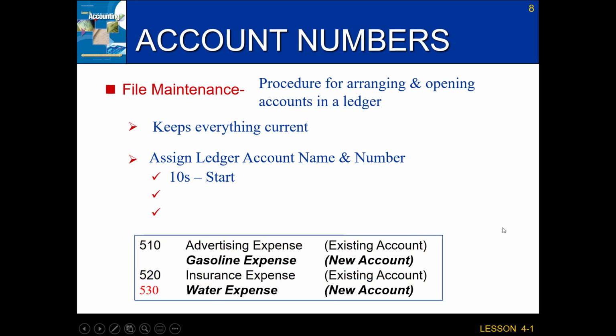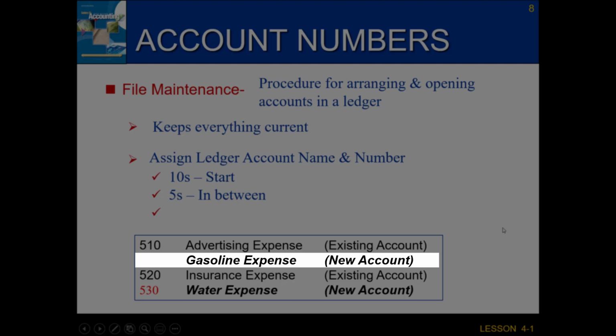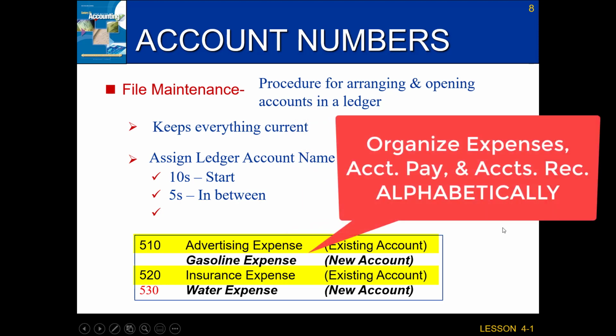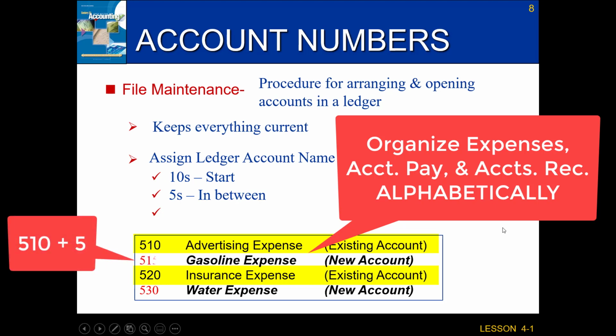If you're opening an account that falls in between two 10 numbers, then you're going to use a 5. So gasoline expense is opened in between advertising and insurance. And the reason I'm placing it in between here is because when we list our expense accounts, we just list them alphabetically. The same goes for accounts payable or accounts receivable. You list them alphabetically. So G in the alphabet falls between A and I, and I've already assigned numbers by 10. So now I'm going to go in between 10 and 20 and use a 5. So I would do 515 for gasoline expense.